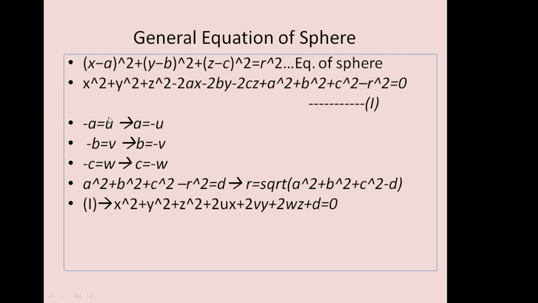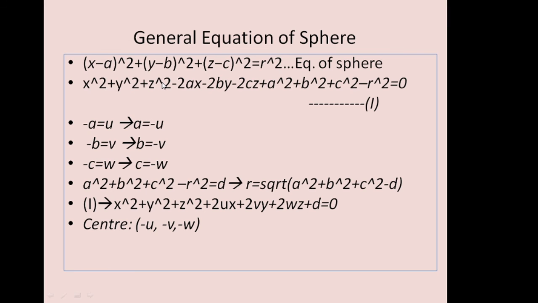Now substitute all these values in equation 1. So equation 1 becomes x square plus y square plus z square plus twice ux plus twice vy plus twice wz plus d is equal to 0. Now this new equation and the original, that is equation first, represent the same sphere. So they have the same center and the same radius.